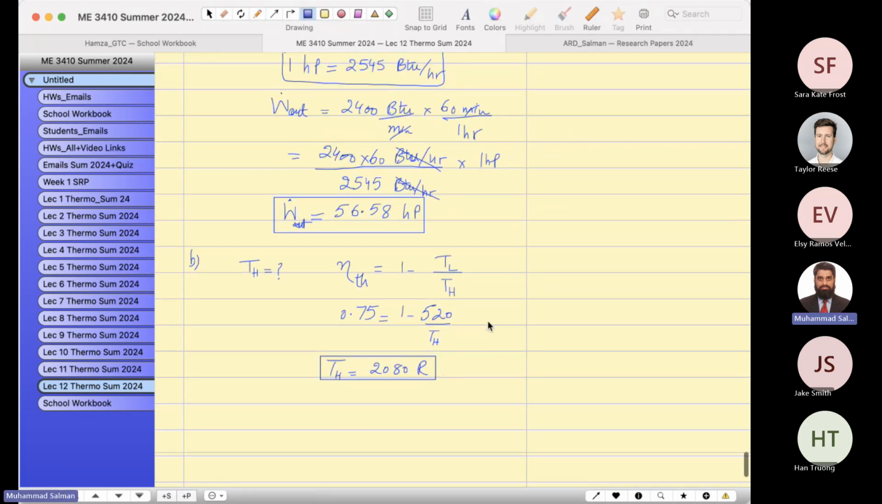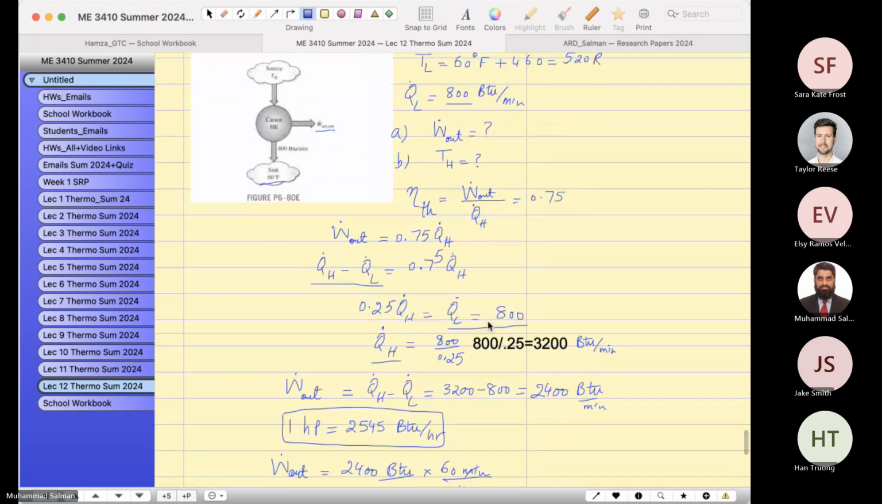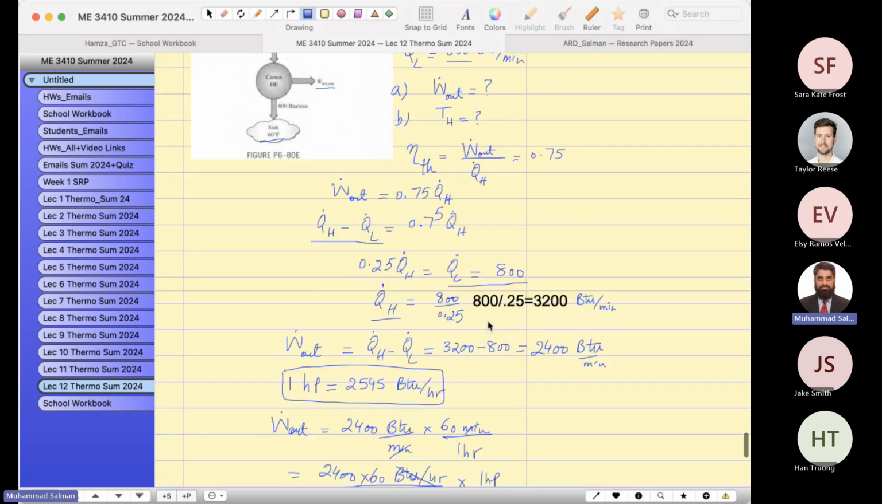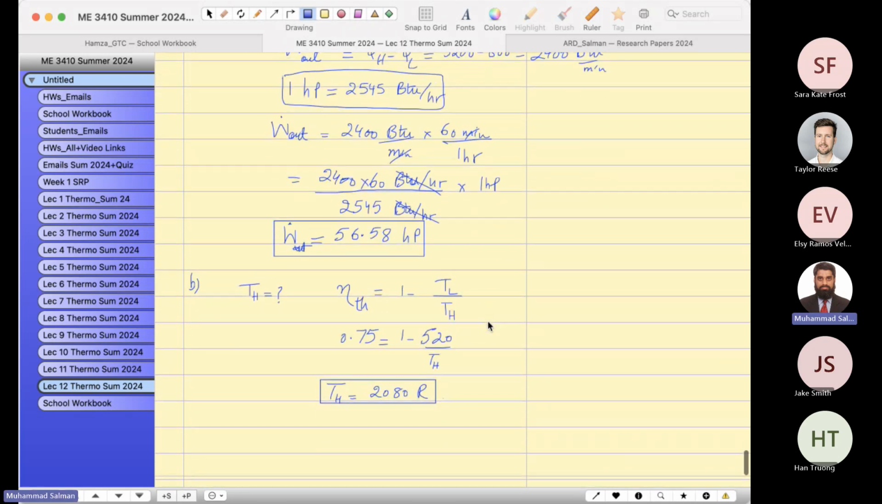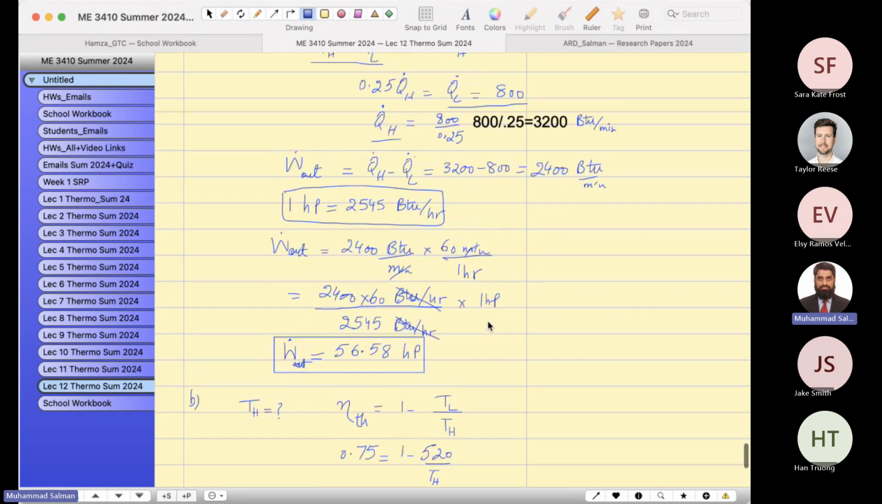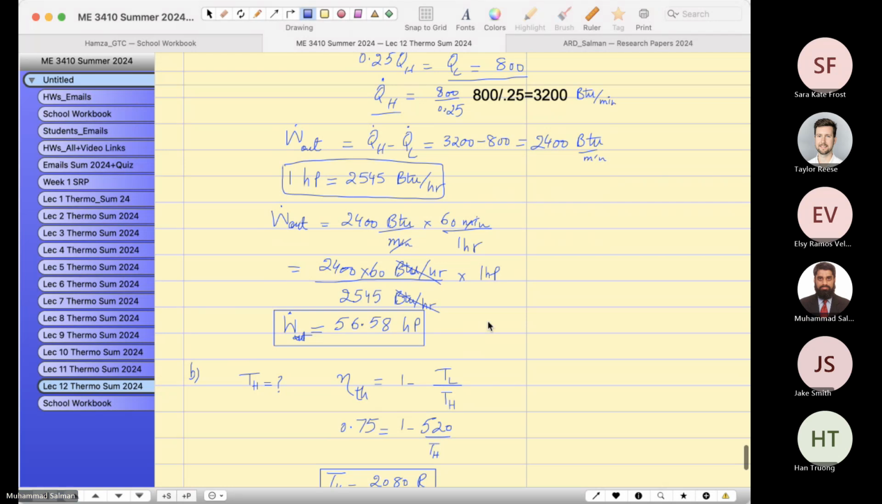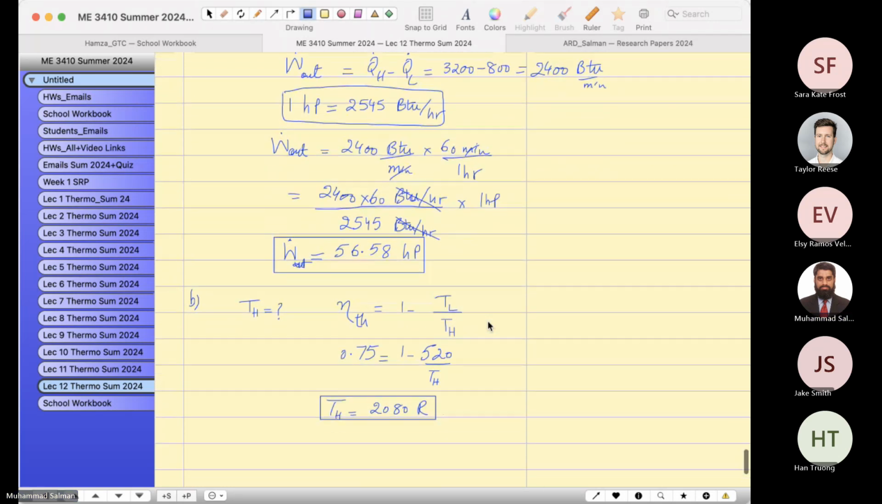Let me zoom out to show you how I solve this problem. So this was the question about the Carnot heat engine. I tried to explain. If you have understood this question, please type in yes. If not, you can ask your professor the question.